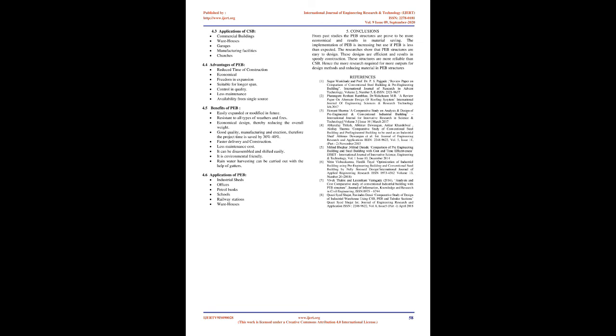4.3 Applications of CSB. Commercial buildings. Warehouses. Garages. Manufacturing facilities. Churches. 4.4 Advantages of PEB. Reduced time of construction. Economical. Freedom in expansion. Suitable for longer span. Control in quality. Less maintenance. Availability from a single source.